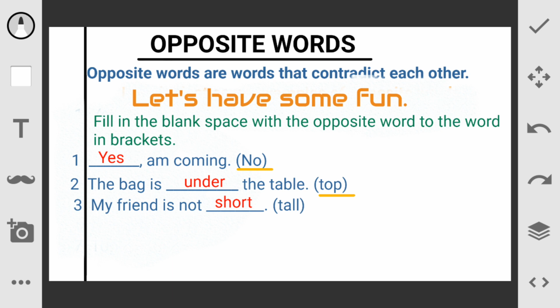Sorry, I forgot to underline the word that is helping us to find the correct answer. The word that is helping us to find the correct answer is to, the one which is underlined.